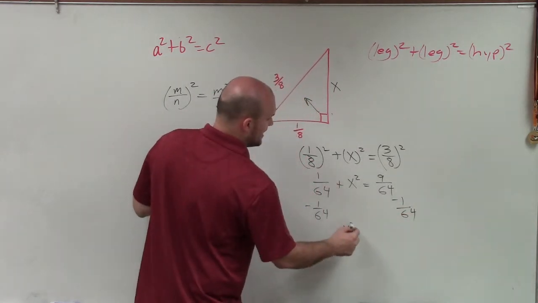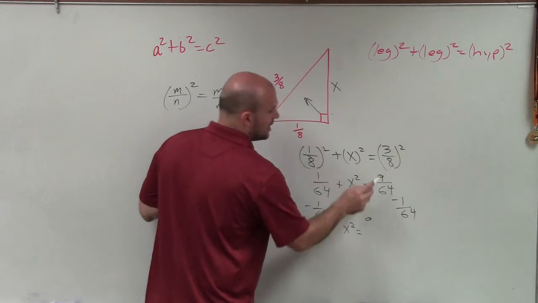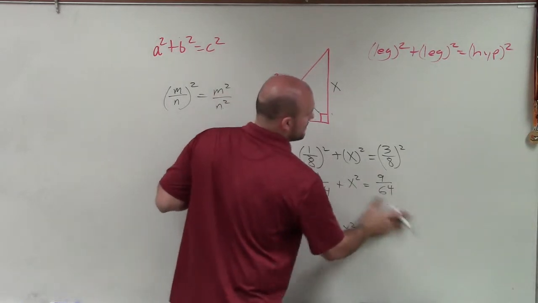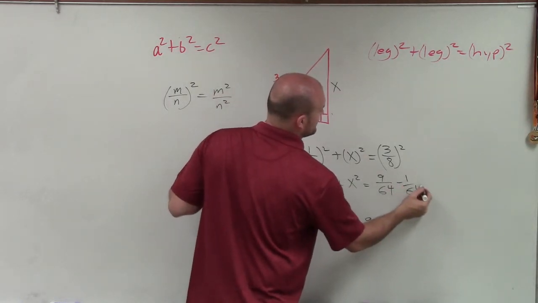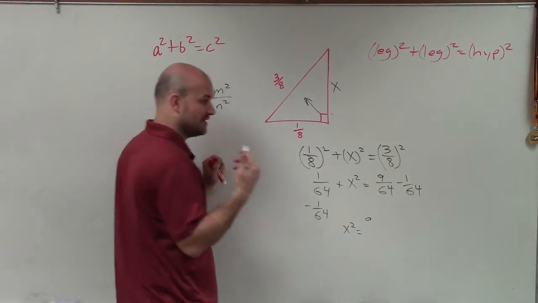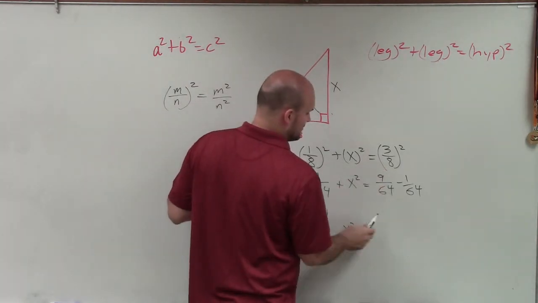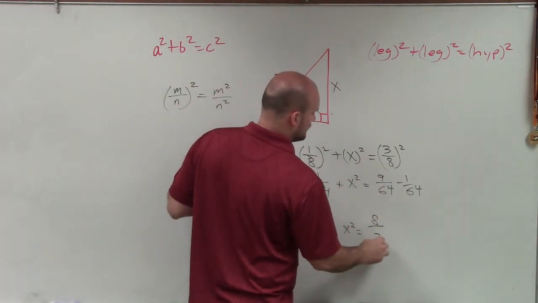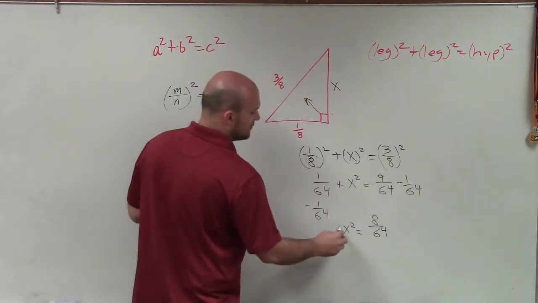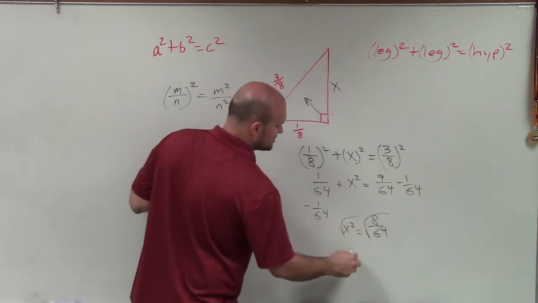And therefore, I get x squared equals 9/64 minus 1/64. Since these both have the same denominator, that's good. I can just subtract across. So therefore, that's going to be 8/64. Now, to solve for x, I take the square root of both sides.